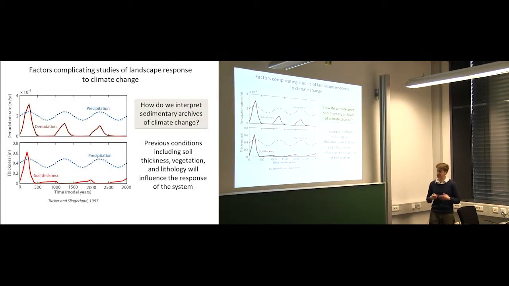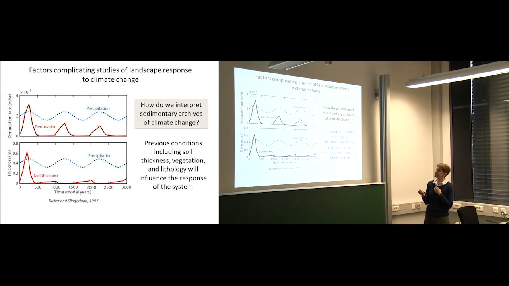But if we're interested in trying to better understand this problem, how will a change in climate affect erosion and sediment transport? It's a really complicated problem, and I want to give you just one example of a complication. This example is coming from a landscape evolution model, and I just want you to focus on this upper plot first. What we're looking at is denudation rate, and we're moving forward in model time to the right.